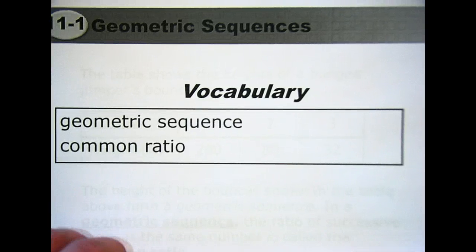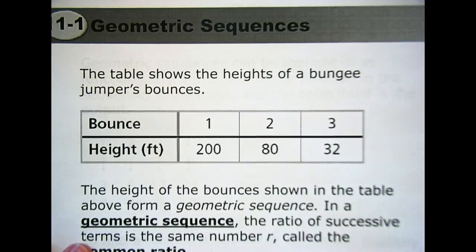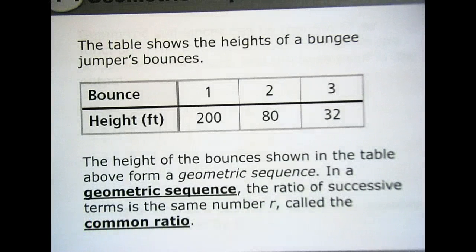So, geometric sequence. All right. So the table shows the height of a bungee jumper's bounces.